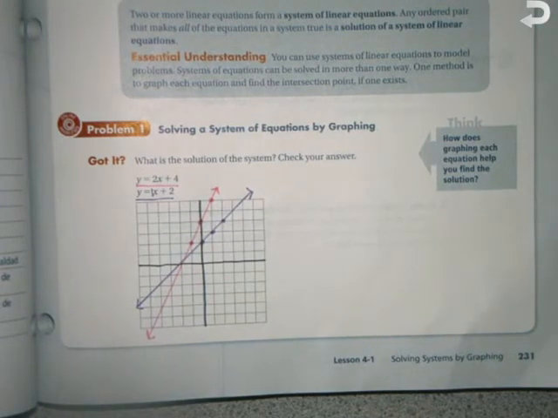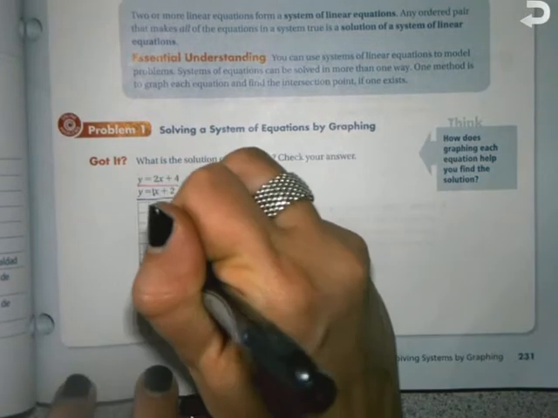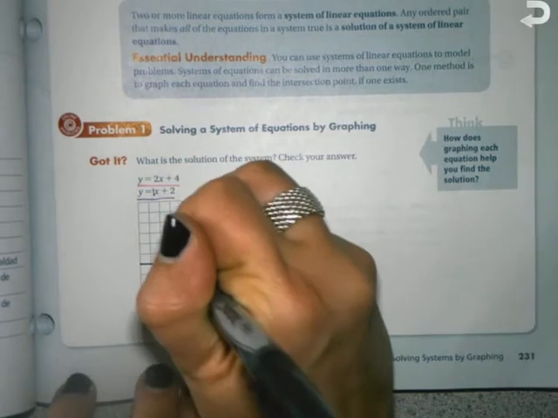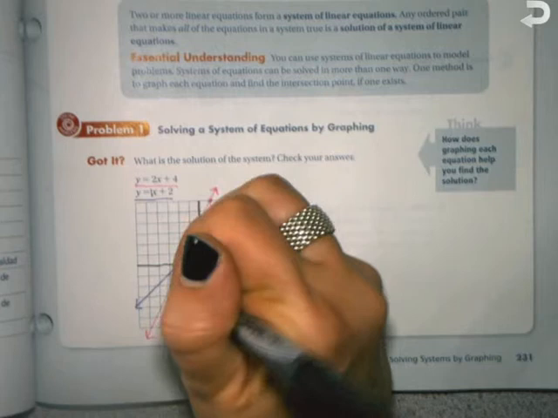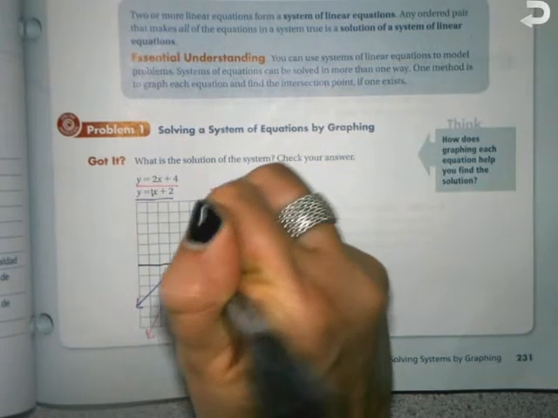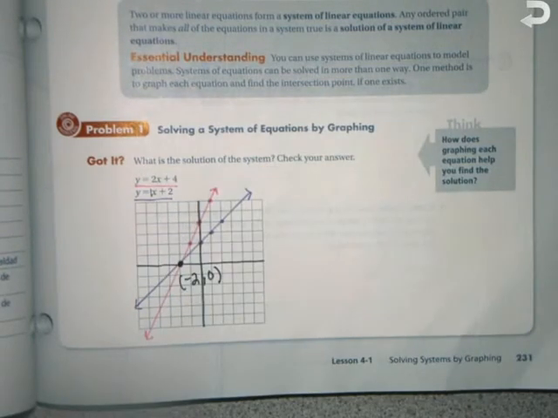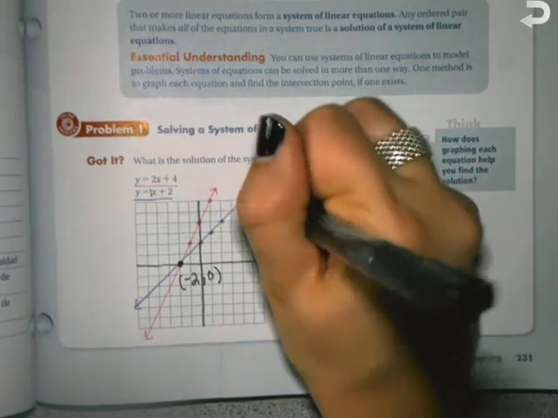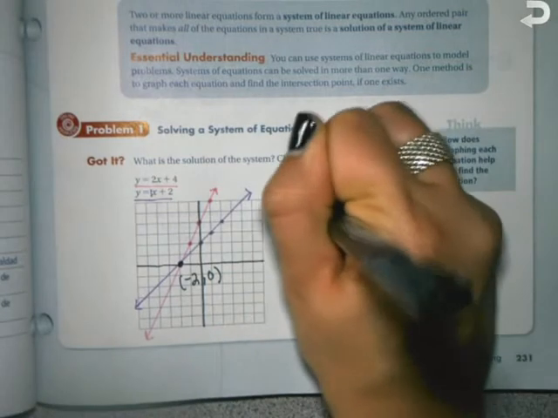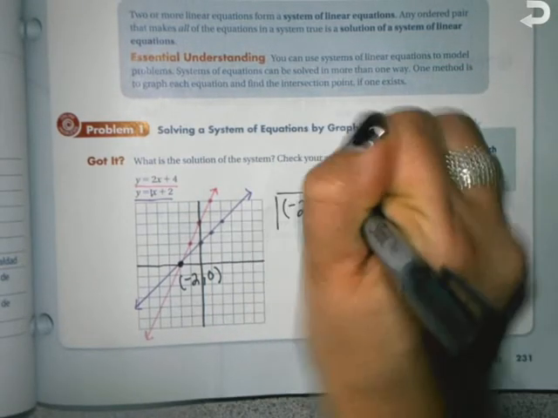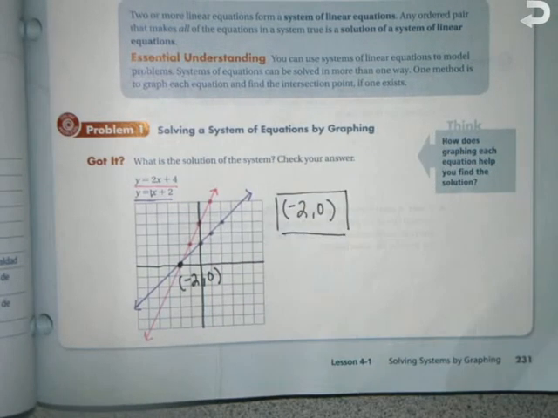Okay, guys, how many times do these graphs cross each other? Once, right? It should be at or almost right on the point negative 2, 0. So we are saying that the point negative 2, 0 is our solution. Okay, because that's where the two graphs cross.